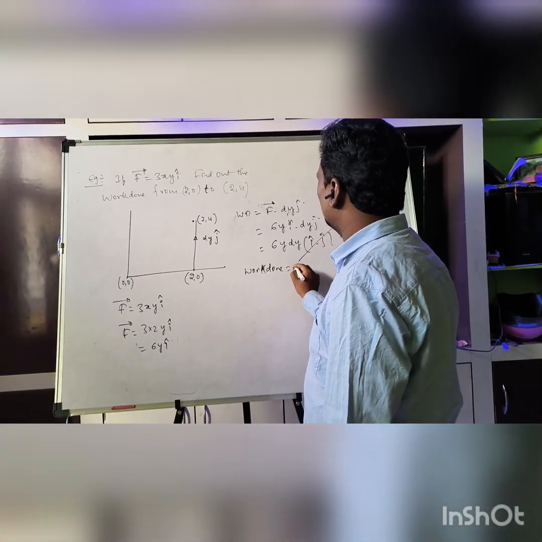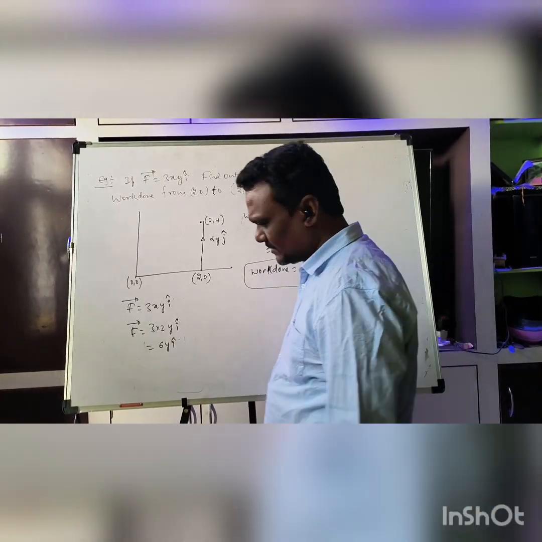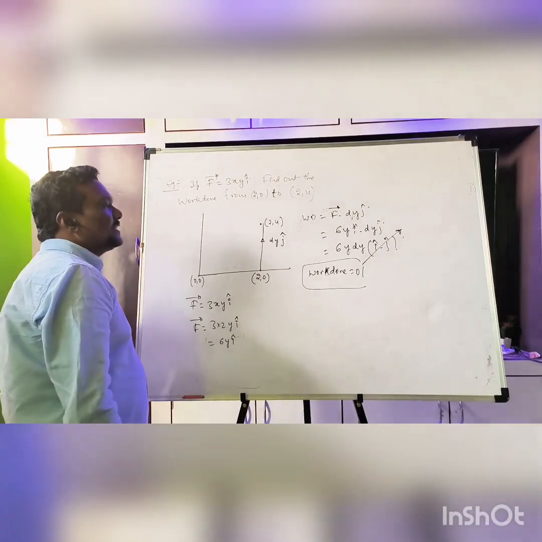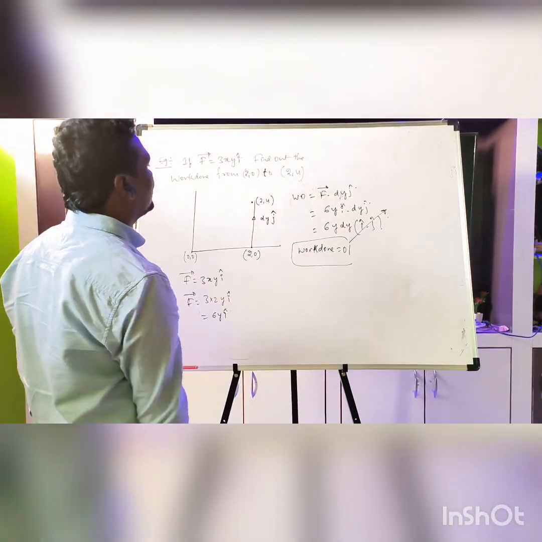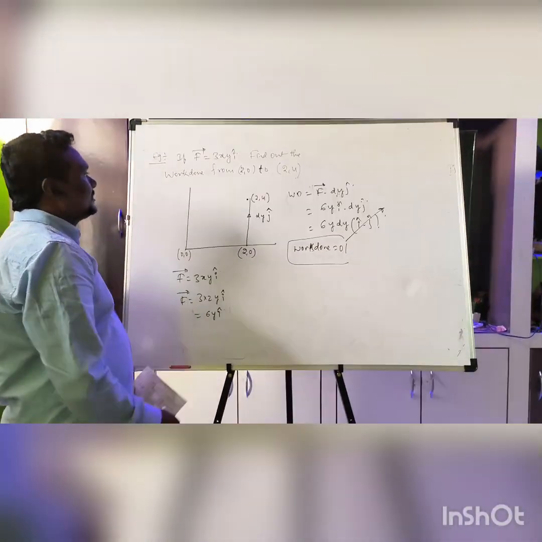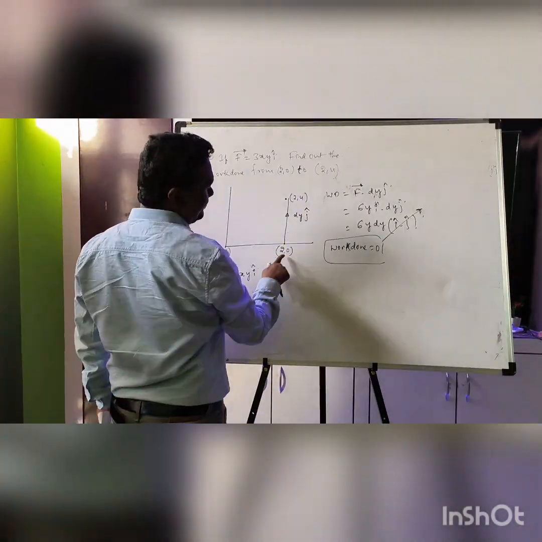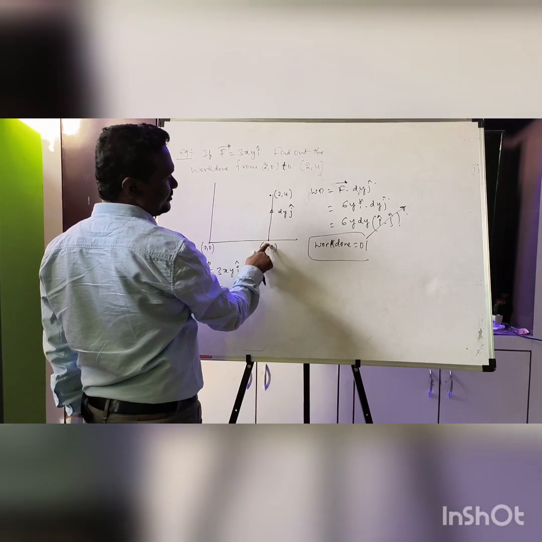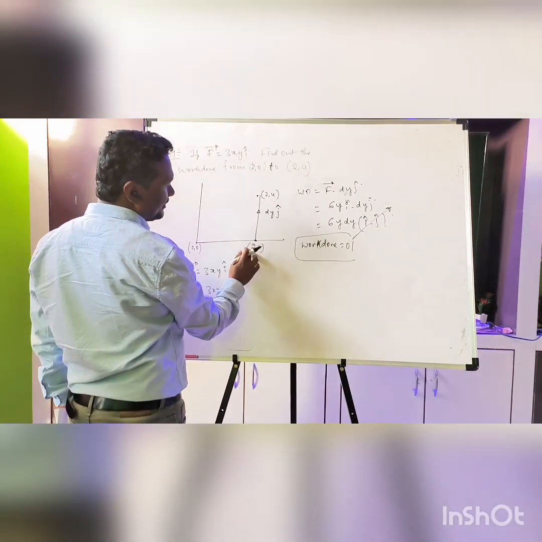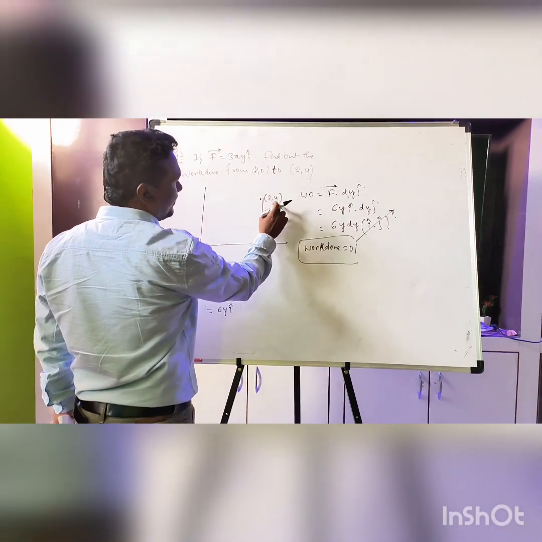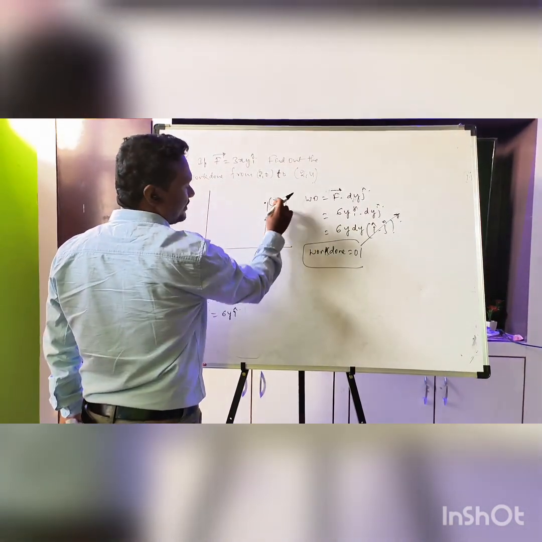So work done is equal to 0. And if 6 dy i dot j is equal to 0, then work done is also equal to 0. Suppose in this problem, see here. Actually (2, 0) to (2, 4), the x coordinate is 2. So what is this point? (2, 0): x coordinate is 2, y coordinate is 0. (2, 4) means x is 2, y is 4.